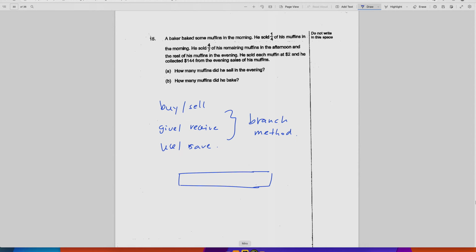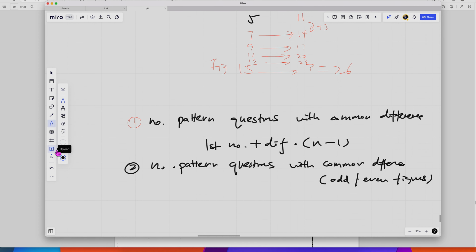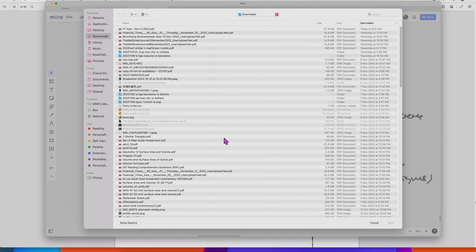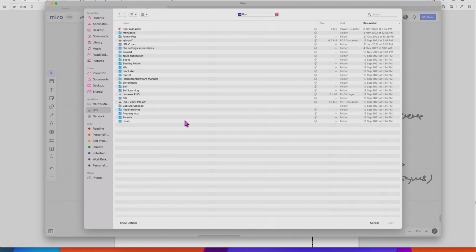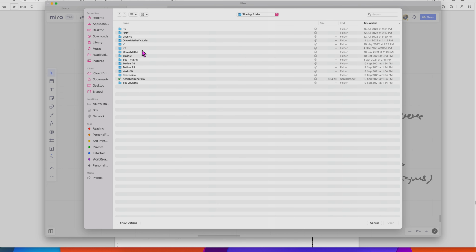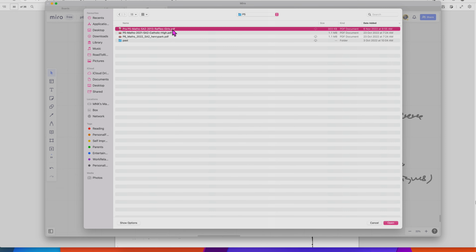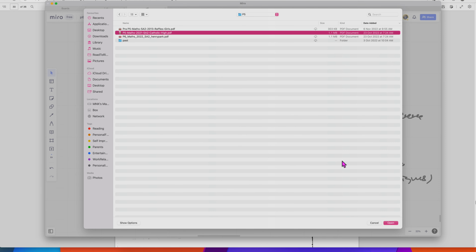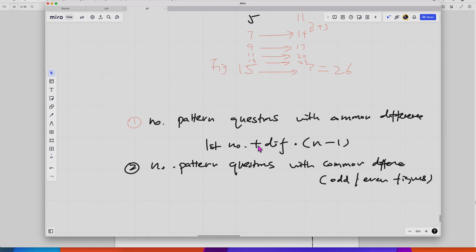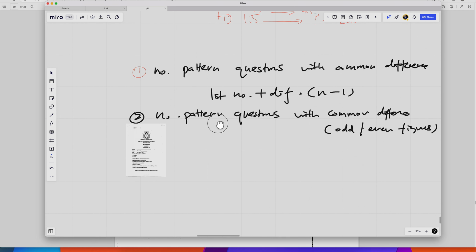Maybe I should use this instead. Let me load it to this because I'm more comfortable using this. It's 12:13. I'm loading from this. There are more tools in this Miro app which I like. So let's just load it. I could go to the sharing folder. P5. Catholic Highest. Yeah, so it's over here. Very good. Very fast.